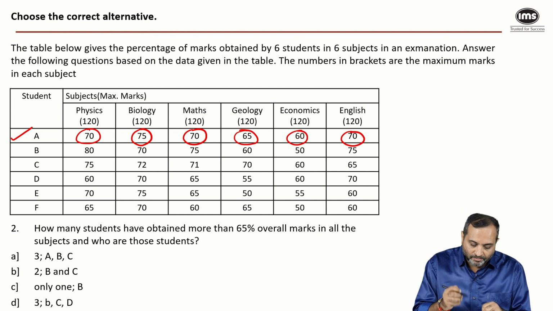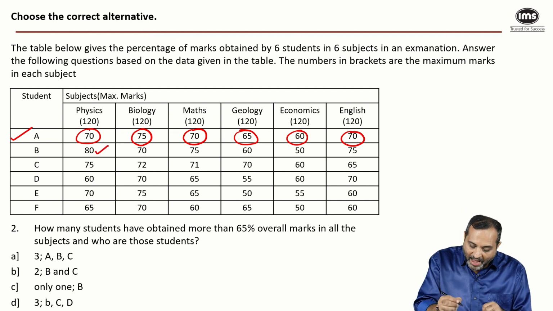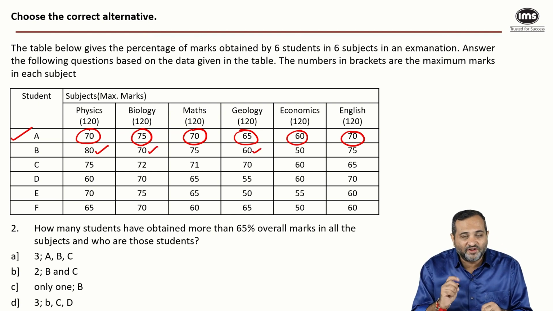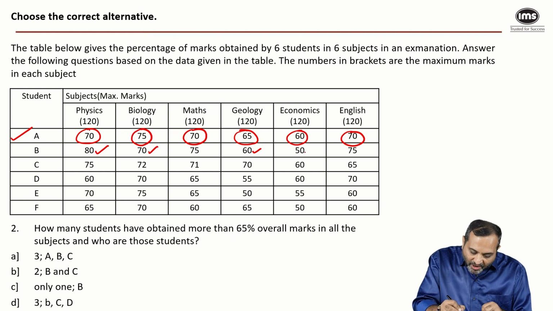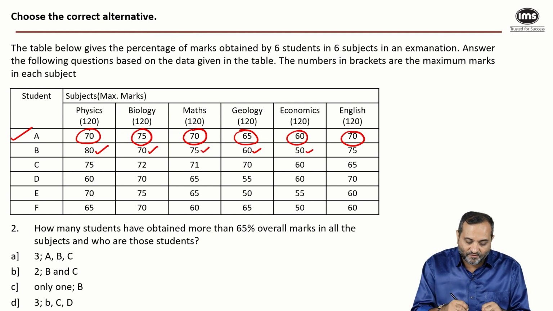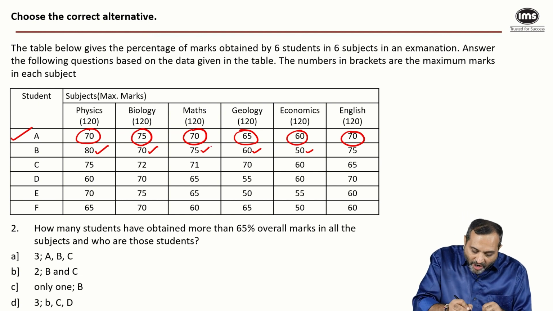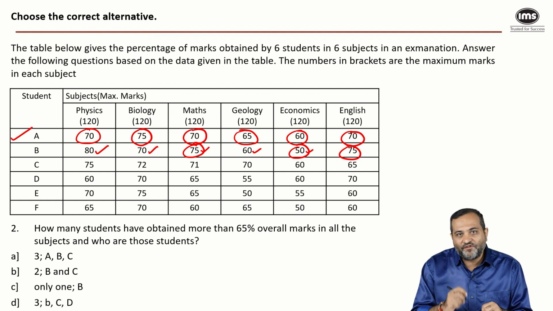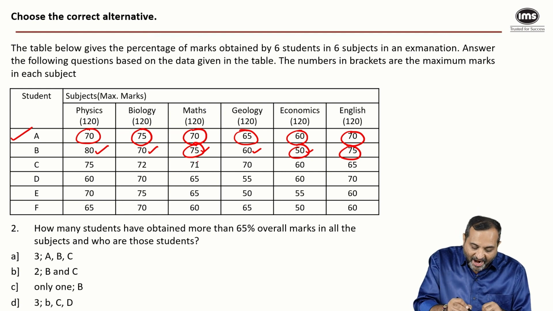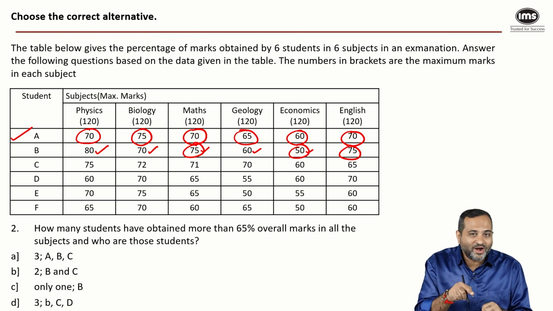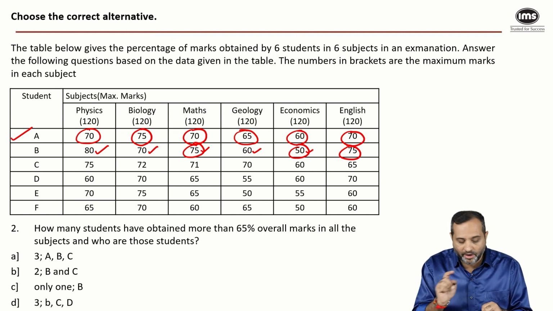Let's look at student B. I have a 60 and a 70, which will give me a 65. I have a 50 and a 75, which is 125 by 2. Or if I look at these 3 papers, I am looking at 65. What is 65 into 3? 65 into 3 is 195. So let's see the addition. 75, 75, 150, 150 plus 50, 200. I needed 195 for 65. I'm getting 200. So B also satisfies the given criteria.